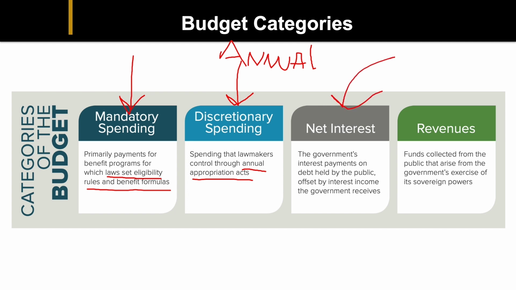Some spending is repaying debt, net interest spending. So debt held by the public in particular, it means the public holding that debt, they have to receive interest payments from the government. As it turns out, this is now a major share of the federal budget because we've accumulated quite a lot of debt. And the last budget category are revenues. Revenues, of course, are funds collected from the public that arise from the government's exercise of its sovereign powers. So, of course, revenues are things like income taxes, corporate income taxes, payroll taxes, etc.